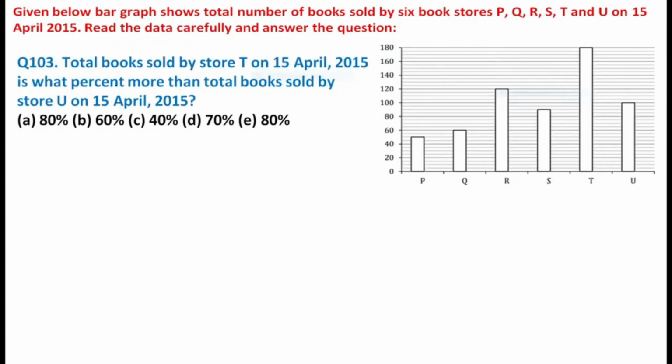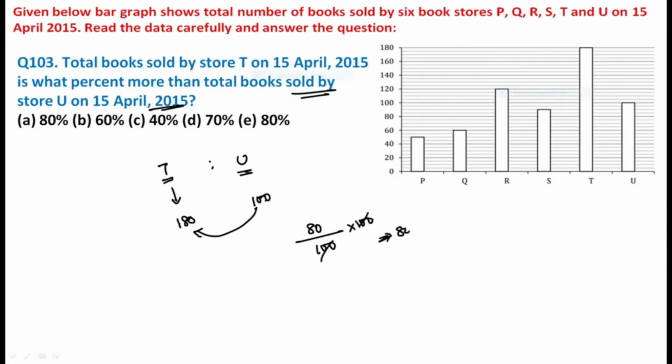For the next question: total books sold by store T on April 15th, 2015 is what percentage more than the total books sold by store U on the same date? When compared to U, the total number of books is how much percentage? For store T, the total number of books is 180. For store U, it is 100. When compared to 100, 180 is how much percentage more? So 80 units are more when compared to the last term. Guys, remember that the last term is always the denominator. Now the value becomes exactly 80 percent.